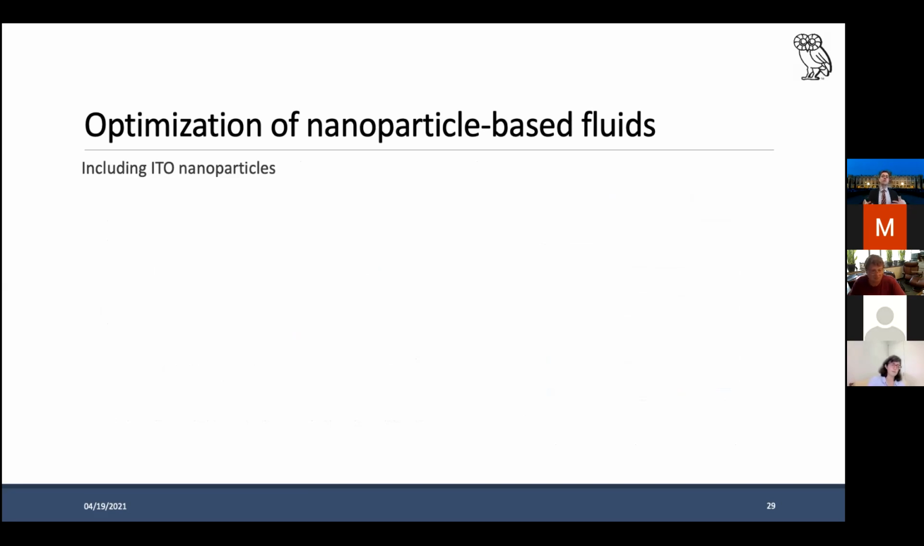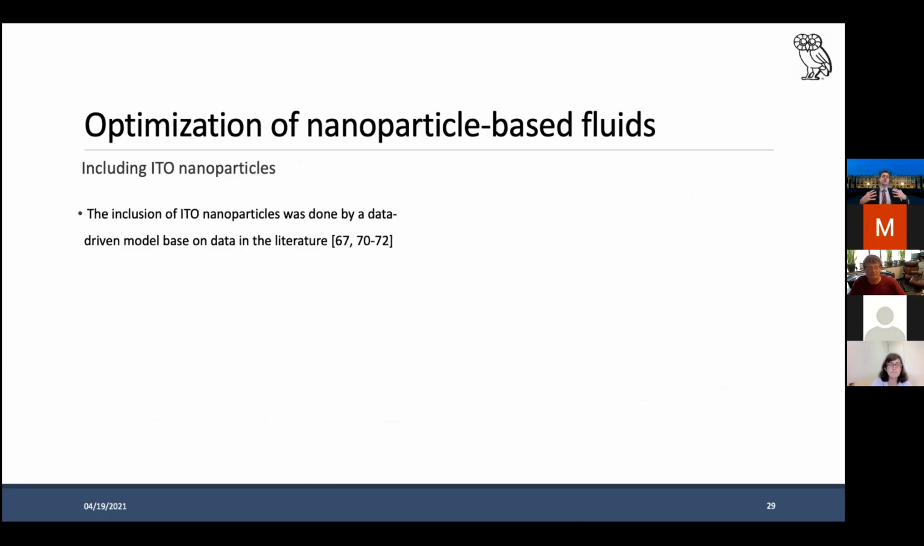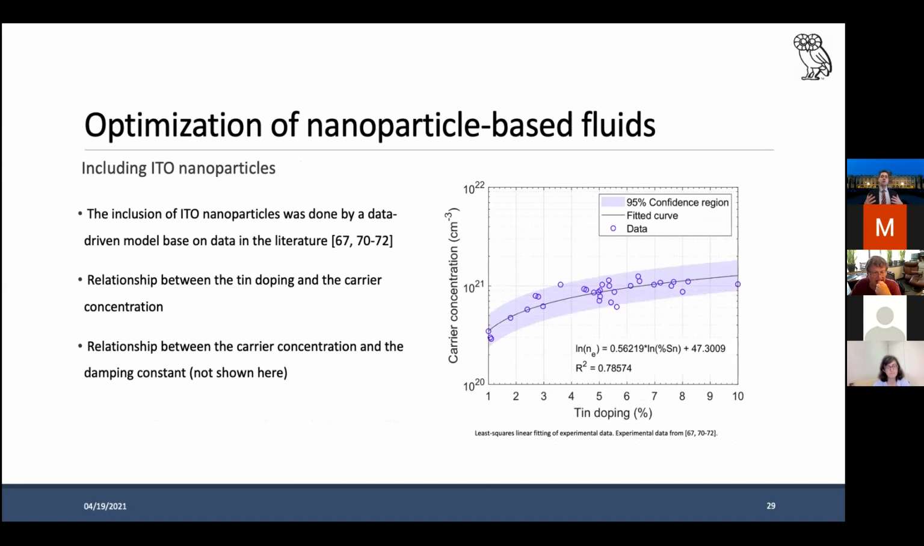We included the metal nanoparticles in the optimization using the equations for absorption efficiency that I described earlier and using experimental data from the literature. This is not the case for ITO nanoparticles, where we took a data-driven approach to obtain the optical properties for ITO. To include ITO nanoparticles, we looked at the relationship between the tin doping that affects the resonant frequency and the carrier concentration. We also looked at the relationship between the carrier concentration and the damping constant, which is used to obtain the optical parameters for ITO.